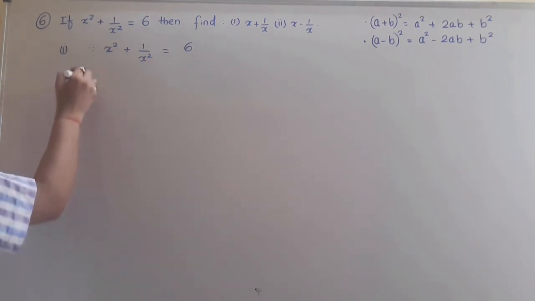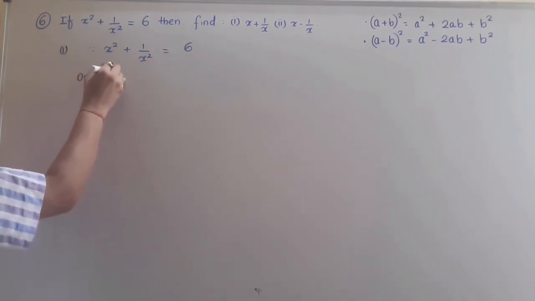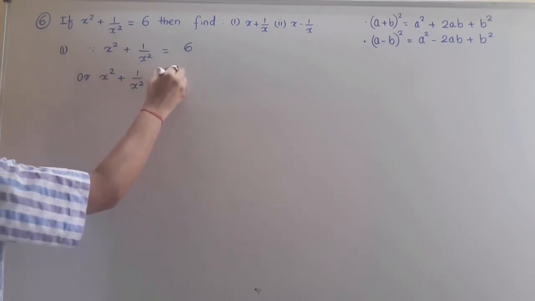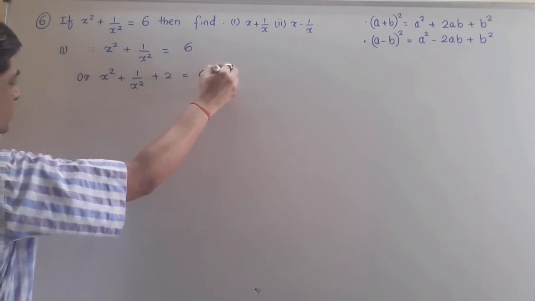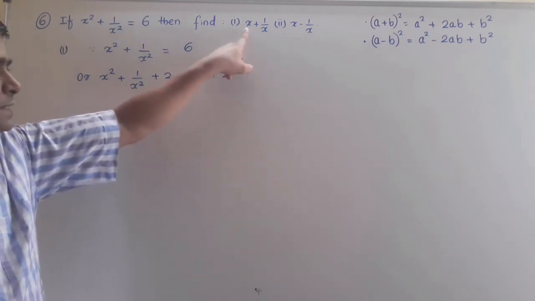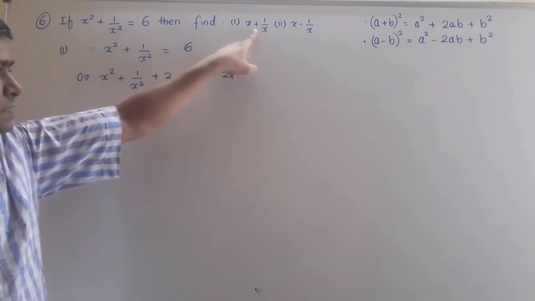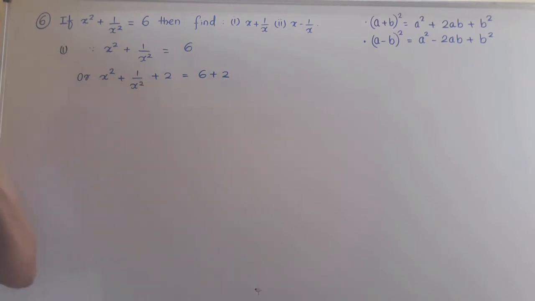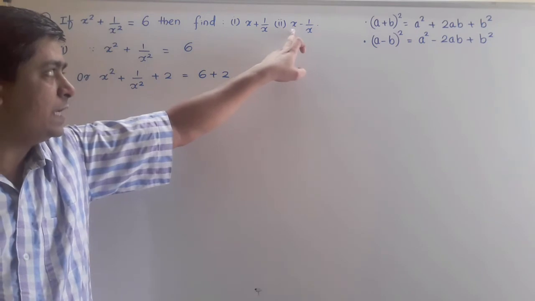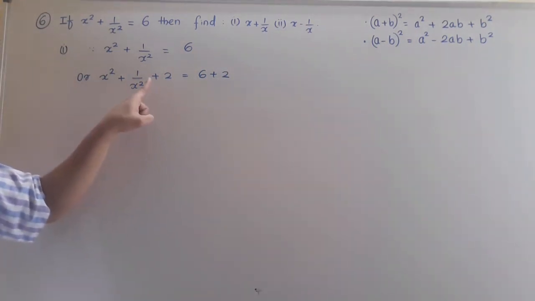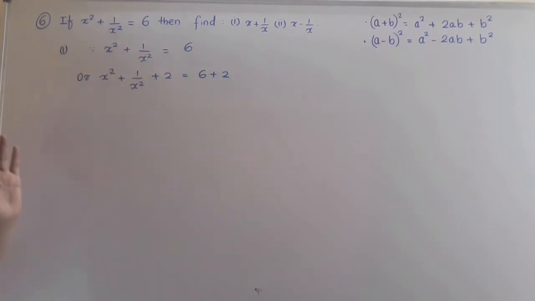on both sides. Means I will write down x square plus 1 upon x square plus 2 is equal to 6 plus 2. Remember what I said? If you require the value of x plus 1 upon x, because here the plus sign is coming, you have to add 2 on both sides. Now think, suppose you require the value of x minus 1 upon x, then what will you do? You will subtract 2, means in place of plus 2 you will write minus 2. That much only. Okay. So that is your hint for the second part.